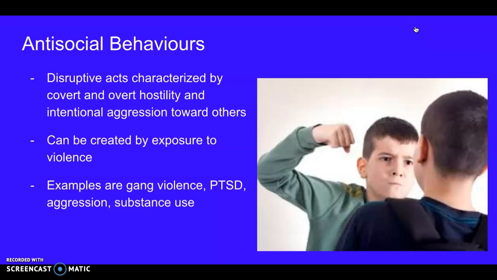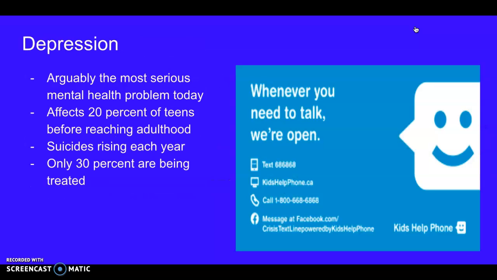The next is depression. This is arguably the most serious mental health problem today, as suicides are rising each year for all age groups, not just adolescents. And of course, depression and suicide are linked. It affects 20% of teens before even reaching adulthood, and only 30% of adolescents who have depression are being treated for it. Suicide is the second leading cause of death for young people, ages 15 to 34, only behind accidents, such as a car accident.